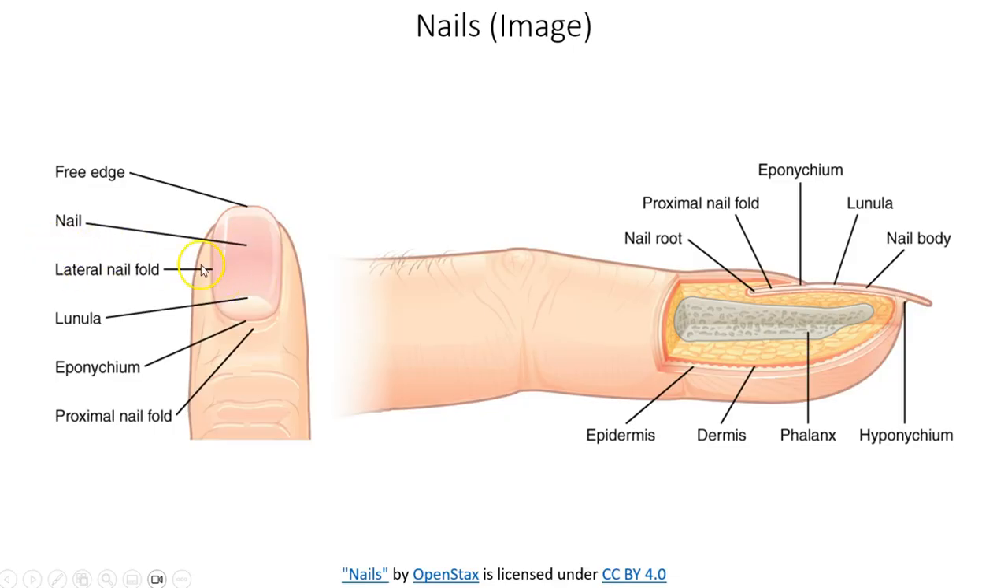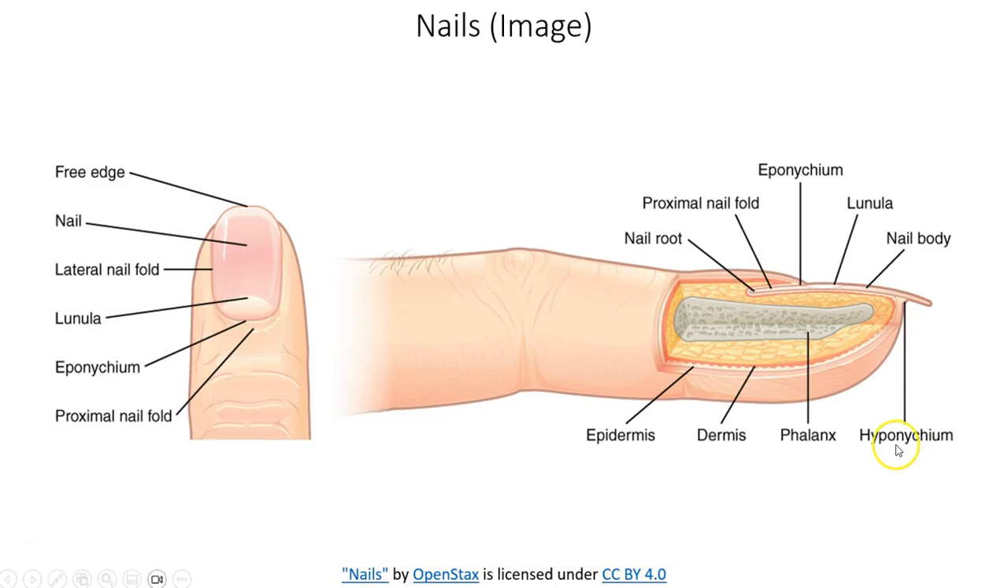And then we've got lateral nail folds on the sides. The lunula is that kind of crescent moon shaped white area at the base of the nail. The eponychium is also known as the cuticle, and then we've also got the proximal nail fold down there, just a little bit closer to the body than that eponychium. Right. Again, under that nail, we have the nail bed, and then we've also got a nail root down here. We can see one of the phalanx bones right here. This is going to be a distal phalanx. And then we've got that epidermis and dermis layer.